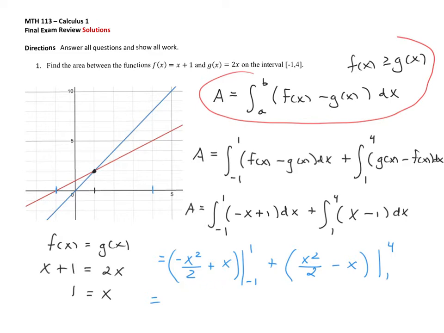For this first part, I got the number 2. And then for this second one, I got the number 4.5. And if you add those together, you get 6.5. That's acceptable. You could write this as a fraction, which would be 13 halves. So either of those answers will work for this problem.